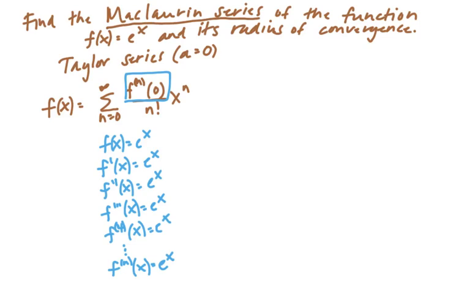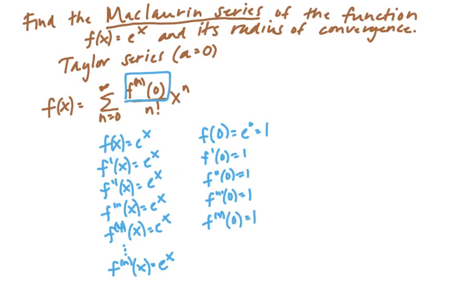But we don't want to just find them at x. We want to go back and find them at whatever a value we're given. But we know our a value is 0 because this is the Maclaurin series. So we say e to the 0 is 1. The first derivative at 0 is 1. The second derivative at 0 is 1. The third derivative at 0 is 1. And the fourth derivative at 0 is 1.